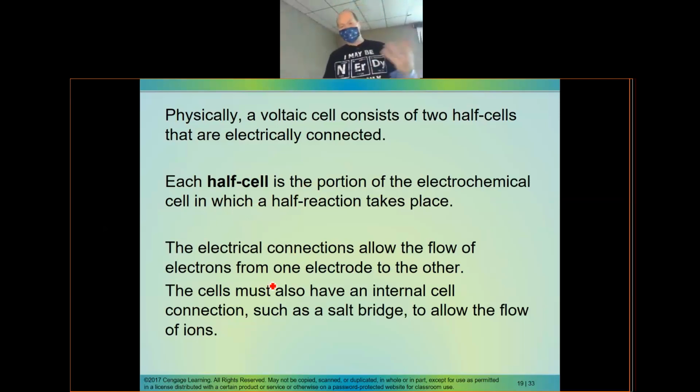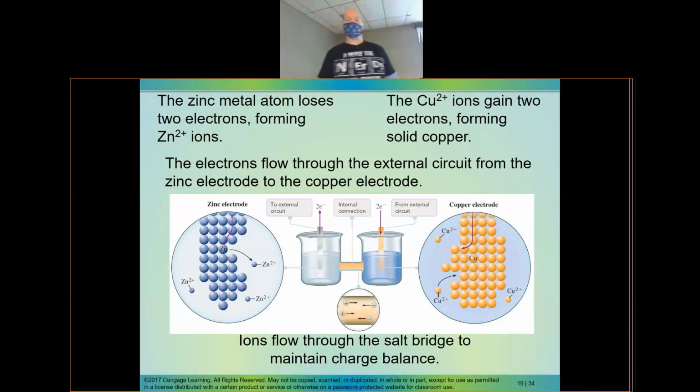We're also going to have a salt bridge to connect them so that the electrons can flow. So electrical connections allow the flow of electrons, and your salt bridge will allow the ions to flow. You're going to have your salt bridge in order to balance out your charge, so you're not getting a high positive charge on one side and a high negative charge on the other side. We are balancing out our charge.